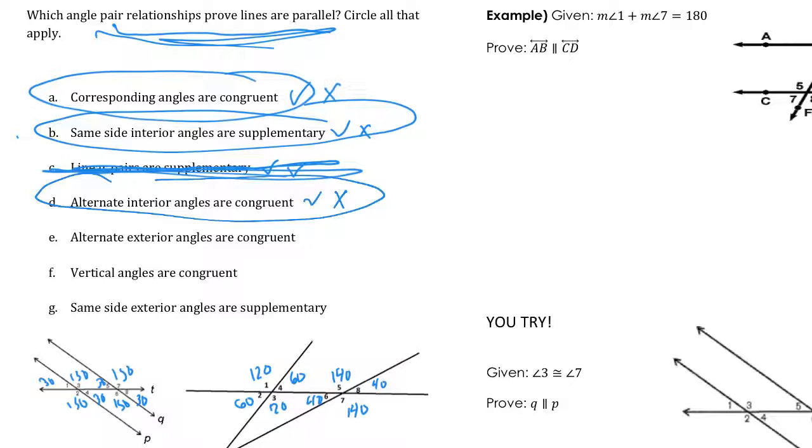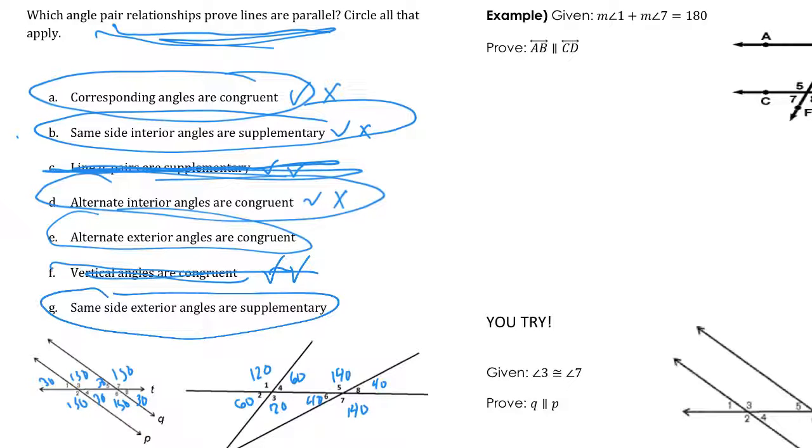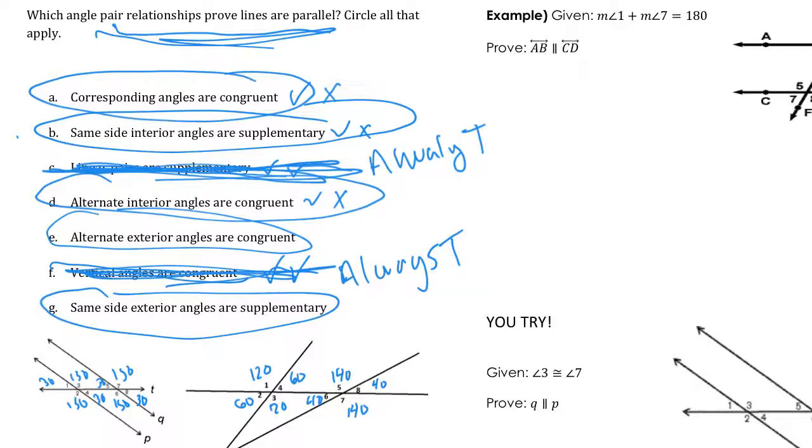Same thing is going to happen with alternate exterior, but not vertical. Because watch this. This is 30, angle 1 and 30. Vertical angles are equal here, 120 and 120. Ooh, vertical angles are equal there. So it doesn't prove things are parallel because it works for both situations. And same side exterior also proves things are parallel. So the two that don't work are linear pairs and vertical. Those are always true, no matter what. I think I spelled always wrong there.